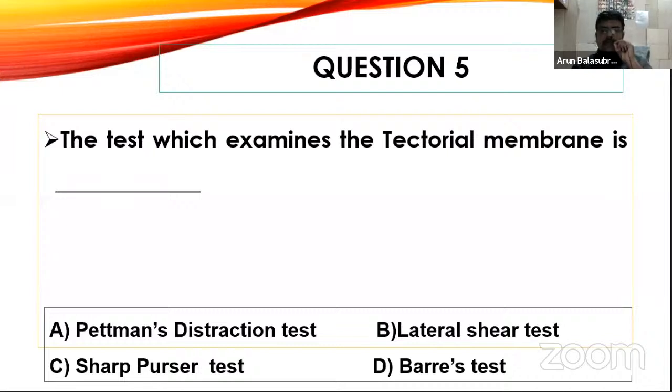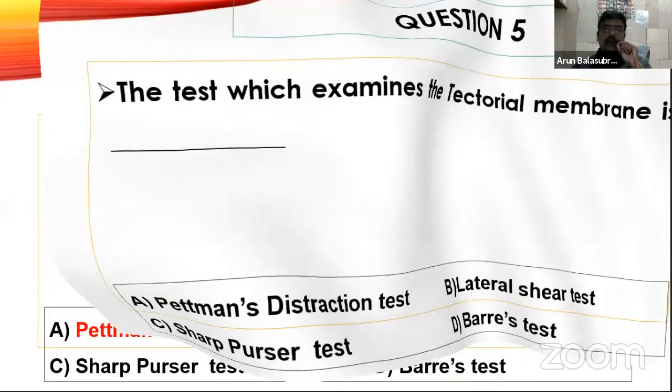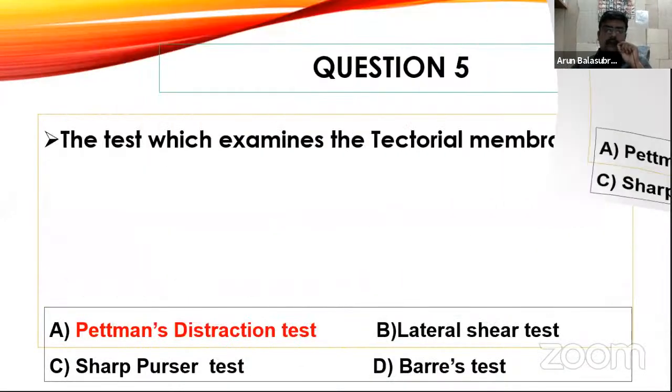What is the role of the pectoral membrane? It stabilizes the cervical vertebra as well as the upper cervical vertebra and prevents excessive translation. It also prevents excessive flexion and excessive extension. That is the main role of the pectoral membrane, right? So the pectoral membrane is very important. The answer for this question is Pittman's distraction test. This is the name of the pectoral membrane exam.